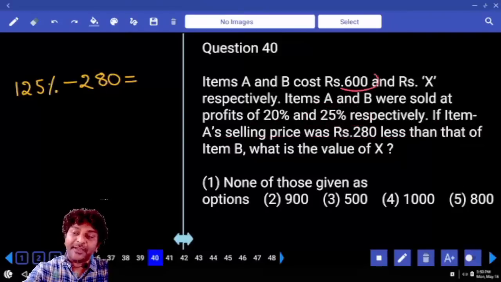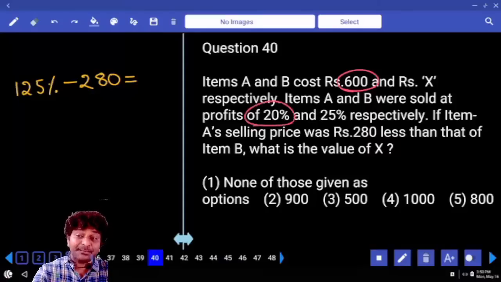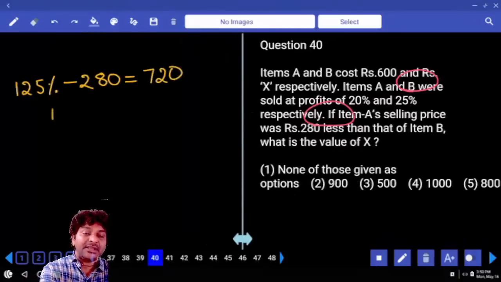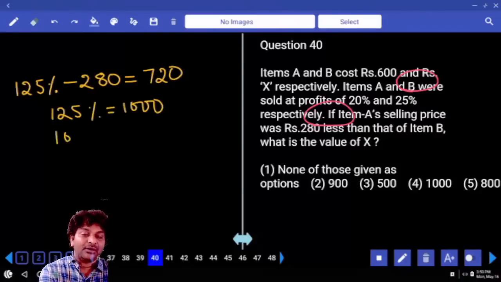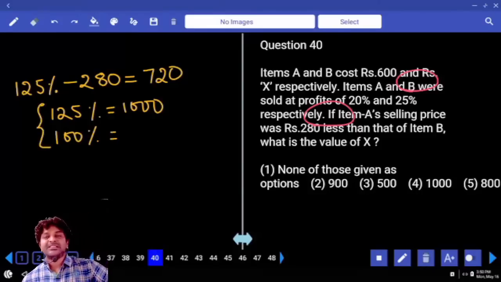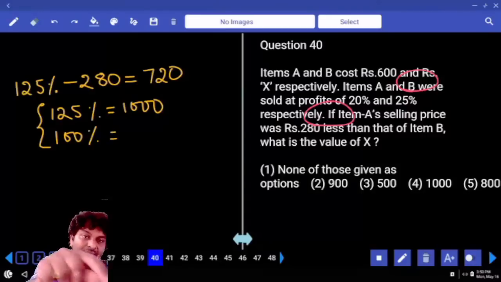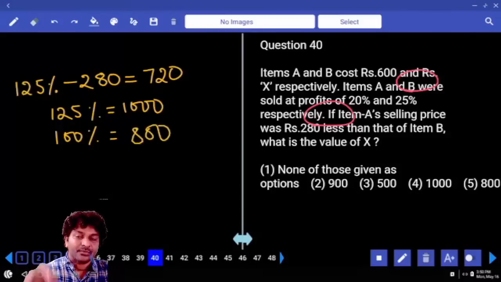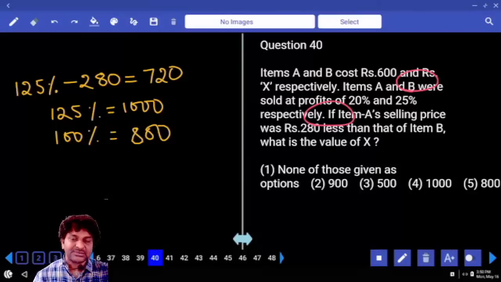What is cost price of A? 600. And there is a profit of 20%. That is 120 profit. Then selling price is 720. That means 125% is equal to 1000. And we want to calculate cost price, that is 100%. Correct? Left hand side, these two are in the respective ratio 5:2... That means 5 parts is equal to 1000. 1 part is equal to 200. 4 parts is equal to cost price of B is X, which is 800.